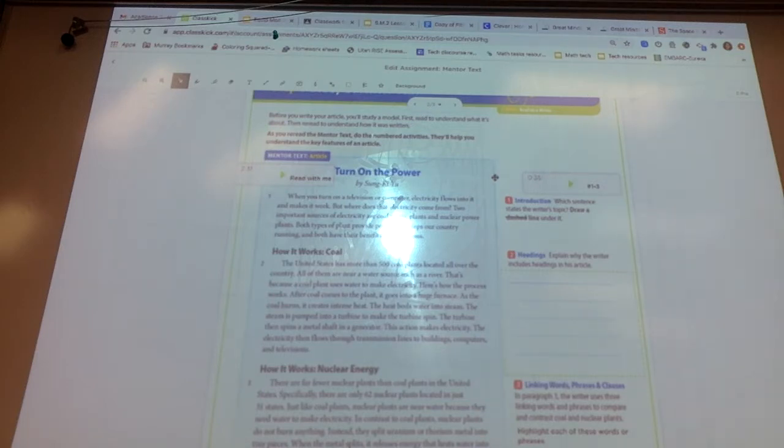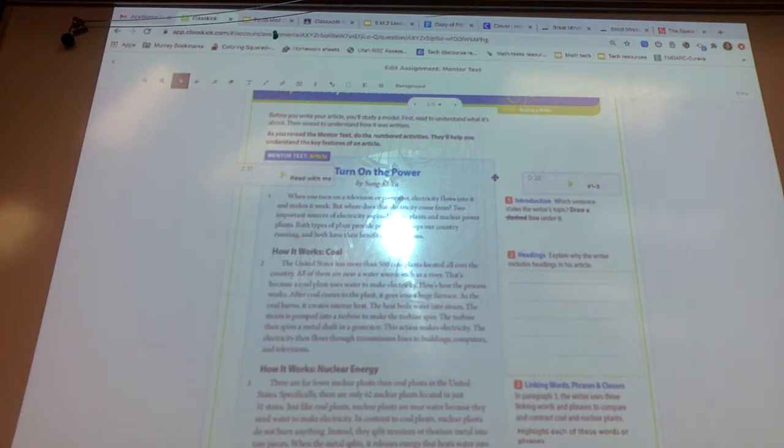When you turn on a television or computer, electricity flows into it and makes it work. But where does the electricity come from? 2 important sources. Finger under the first word. I want you following along with your finger. 2 important sources of electricity are coal power plants and nuclear power plants. Both types of plant provide power that keeps our country running and both have their benefits and problems.